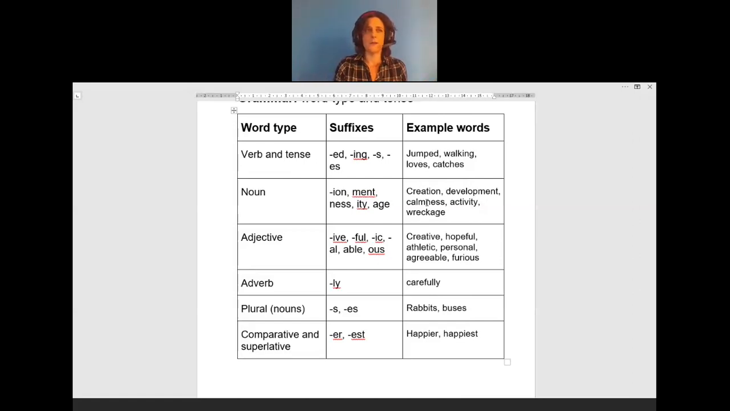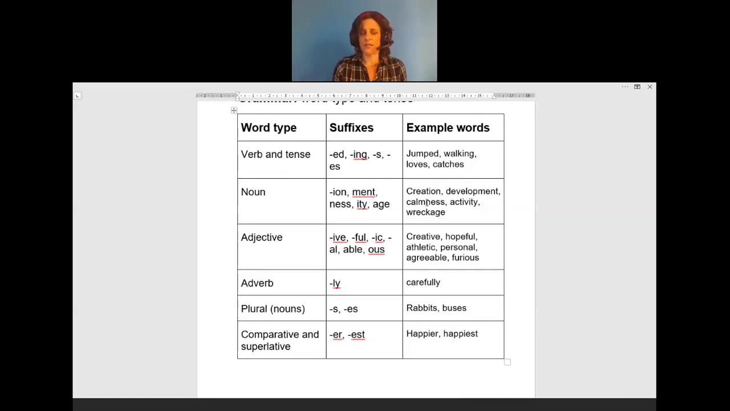Being calm, that's an adjective, that's describing how you are. But when you say calmness, it is a thing. It's hard because it's not like a person, place, or thing. It's an abstract noun, which is a little bit harder to get our head around. And we've also got in here activity and wreckage as examples.